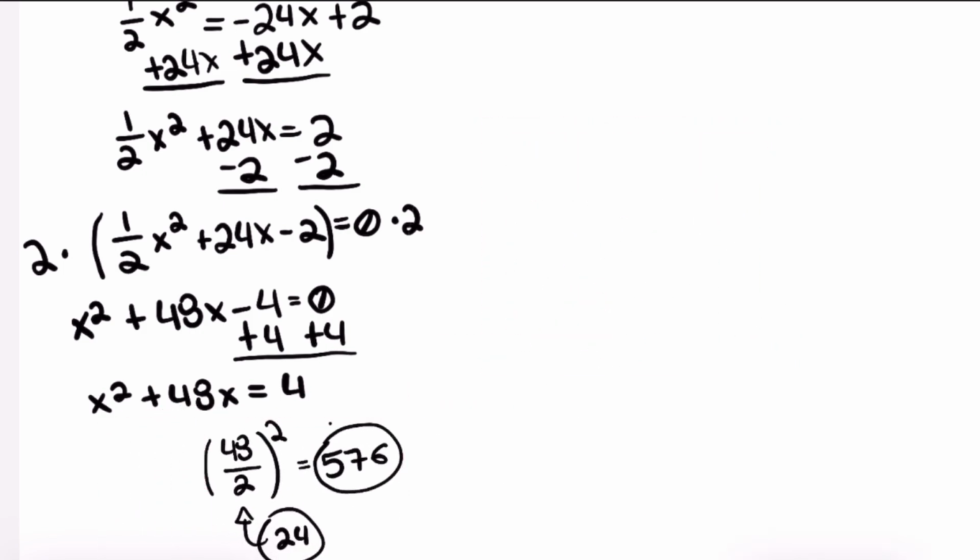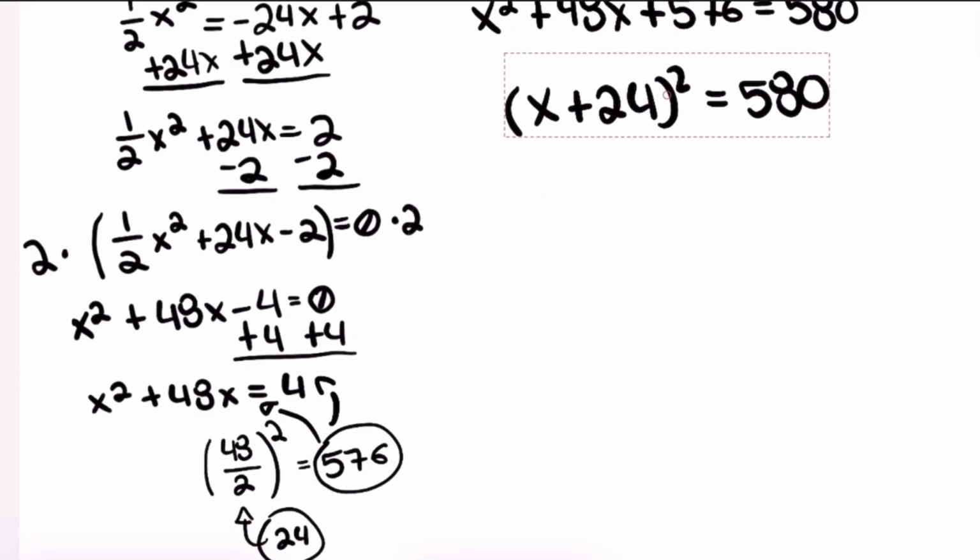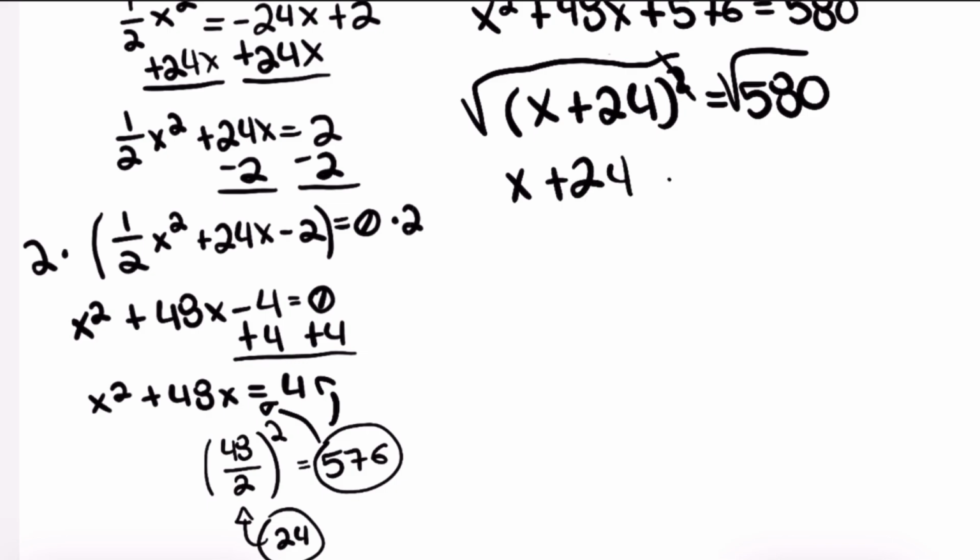So finally, we're going to add 576 to both sides. This means our new equation will look like this. And finally, factoring this equation, we'll get x plus 24 squared equals 580. So now we want to square root both sides because we want to eliminate the square. And now we'll be left with x plus 24 is equal to plus or minus the square root of 580.